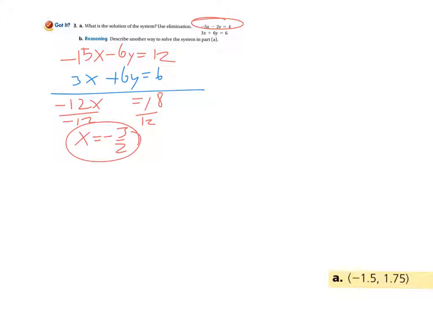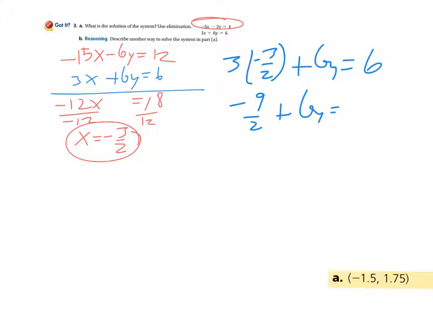So we go back and we take this one, it doesn't matter which one you really pick. Plug in our negative 3 halves, plus 6y equals 6. So I get negative 9 halves plus 6y equals 6. And I add 9 halves to both sides, and we get 6y equals 21 halves. Multiply off our 6 with the reciprocal of 1/6, and we find that y is, once we reduce, 7/4.